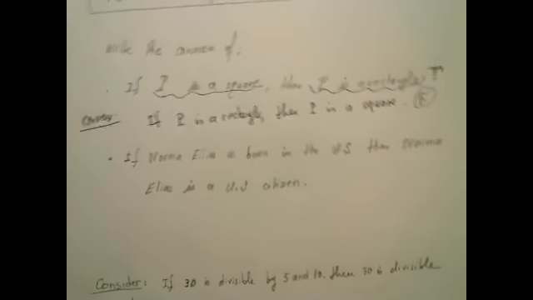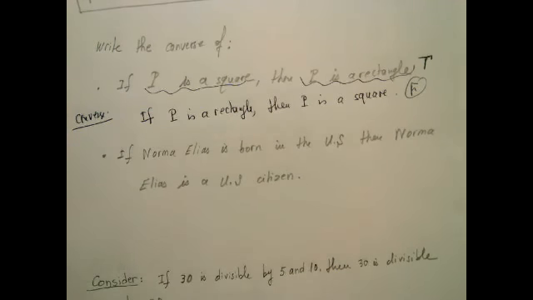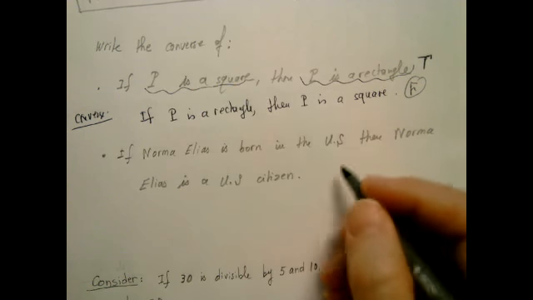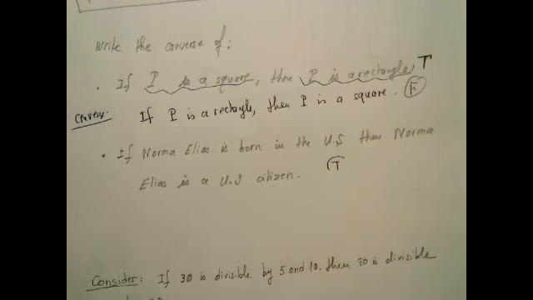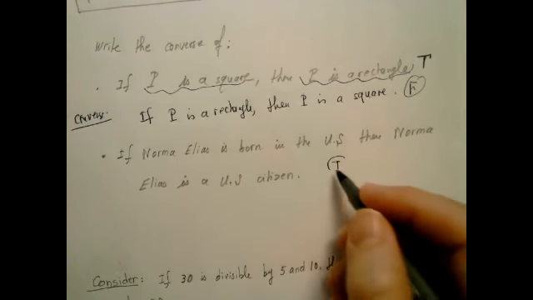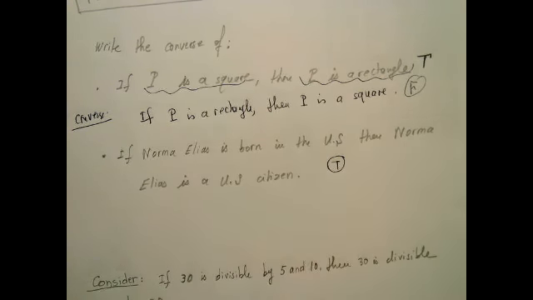Now, find the converse of the second. If Norma Elias is born in the US, and Norma Elias is myself, which is false, as you guys know, then Norma Elias is a US citizen. This is true because I am a US citizen. So this is for us a true statement. Is it a true statement? Yeah, because the hypothesis is false, so this is absolutely a true statement.